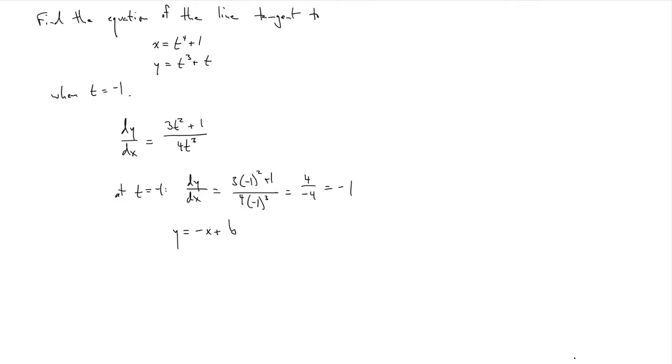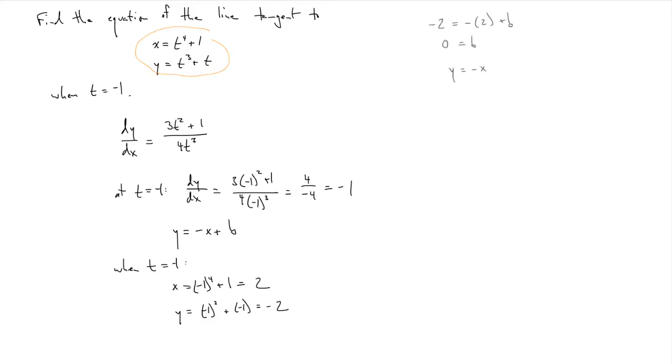In order to find b, we need to know what values x and y have when t equals -1. And for that, we use these equations here. We simply plug in t equals -1, and we get that x is equal to 2 and y is equal to -2. And we plug them into our equation y equals -x plus b, and we get this result right here, that b is equal to 0. And so the tangent line is simply y equals -x.